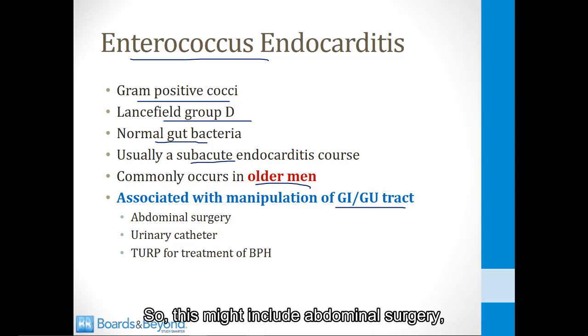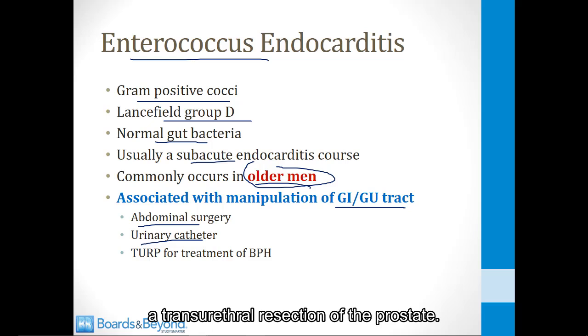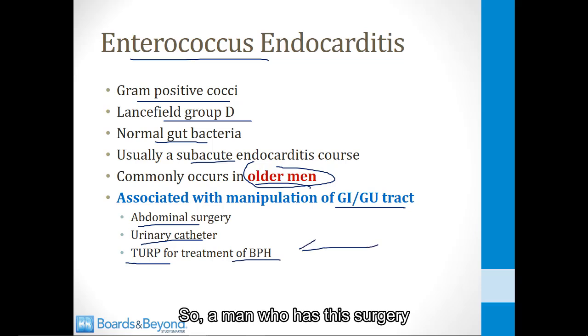So this might include abdominal surgery, maybe a urinary catheter was placed, or classically, especially in an older man, a transurethral resection of the prostate. This is a surgery done for treatment of prostatic hyperplasia. So a man who has this surgery and develops endocarditis a few days later is a classic example of the type of patient that gets Enterococcus endocarditis.